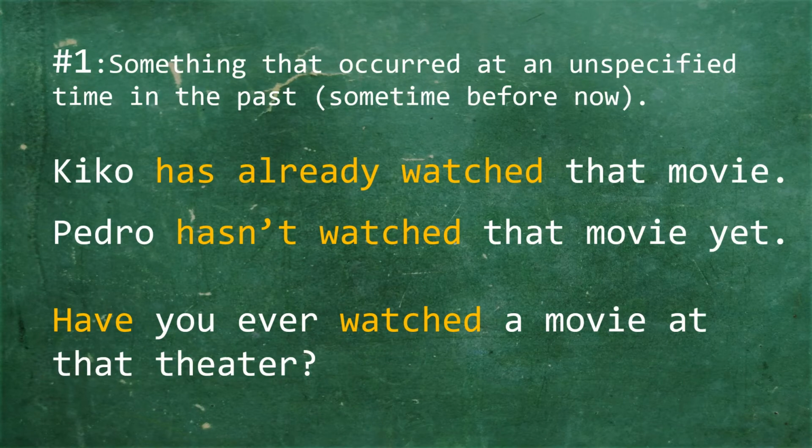Next, when do we use the present perfect tense? We use the present perfect tense for something that occurred at an unspecified time in the past, like sometime before now. We have the following sample sentences for this situation. Kiko has already watched that movie, meaning to say Kiko has watched it maybe a month ago, several days ago. We don't know exactly when. It's an unspecified time in the past.